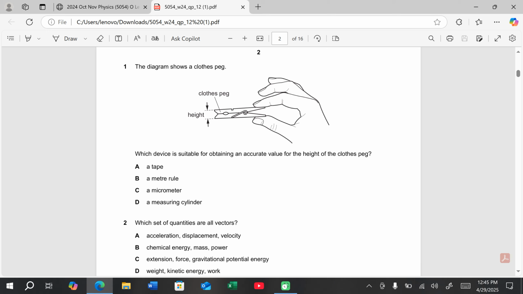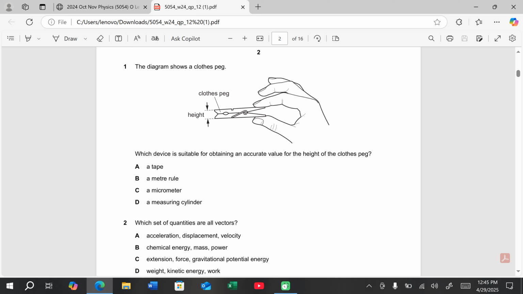So let's start with question number 1. Question number 1 says the diagram shows a cloth peg. The cloth peg has some height. He's holding that peg. Which device is suitable for obtaining an accurate value of the height of the cloth peg?